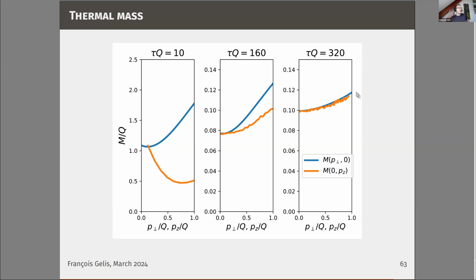So this is another sign of isotropization going on in the system, but here it's not the isotropization of the momenta of the particles. It's a more microscopic quantity which we are looking at here, which is the isotropization of the self-energy or the effective mass of the particles.